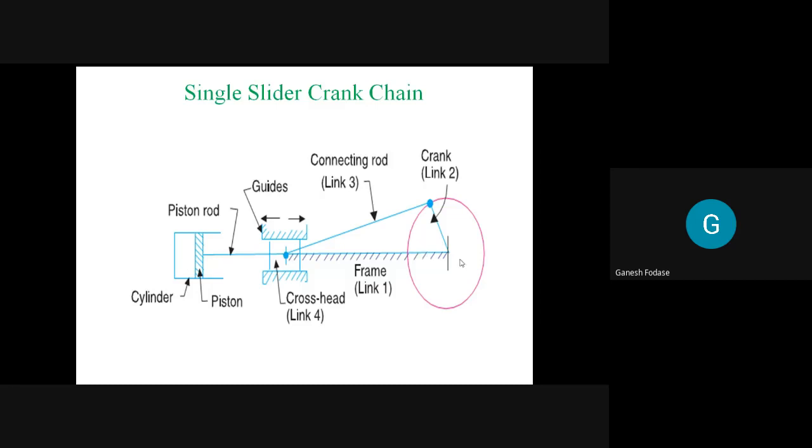If we talk about compressors, then input is the crank, and output is the piston side. So both compressors and IC engine mechanisms are applications of the first inversion of the slider crank chain, in which the frame or cylinder is fixed. Is it clear to all? That is the first inversion of the single slider crank chain. And which link is fixed here? Link number 1 is fixed, or you can say the frame is fixed.